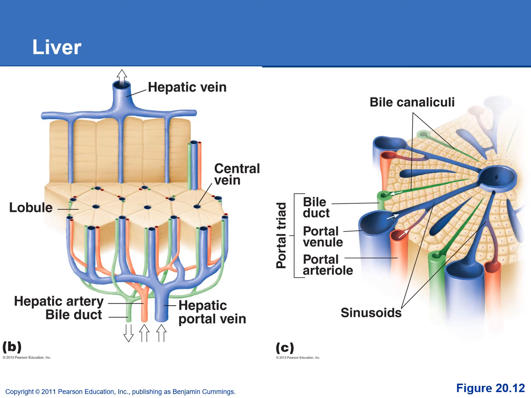And then we've got an arteriole that's going to be bringing in fresh oxygen and any other nutrients the liver needs. And then the central vein is going to drain the blood into the hepatic vein, and then that will go to the inferior vena cava and then back to the right atrium.